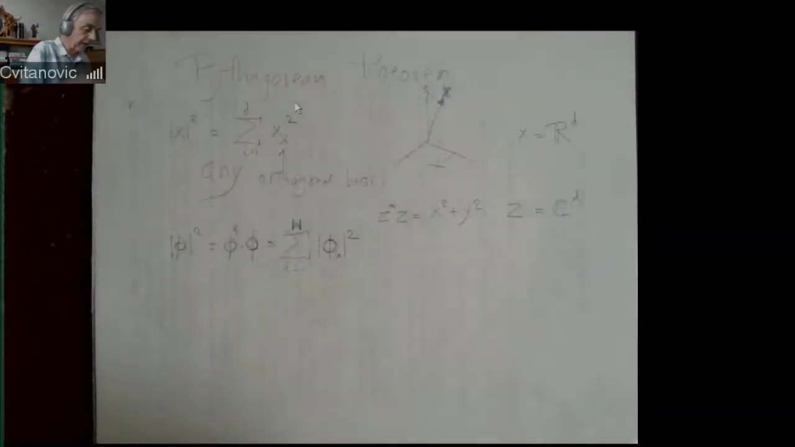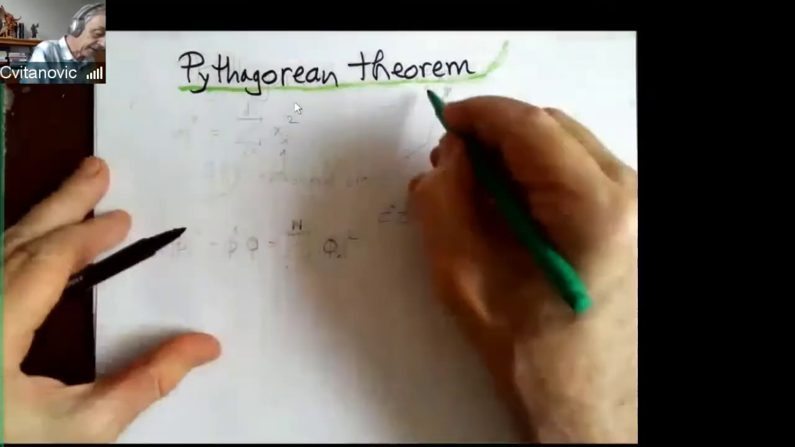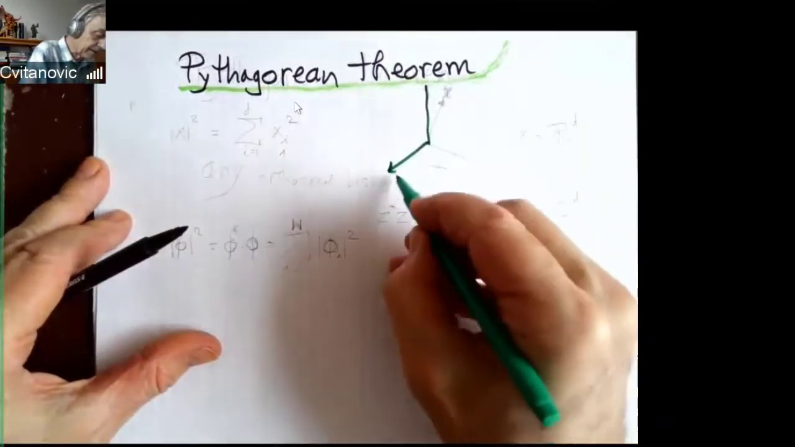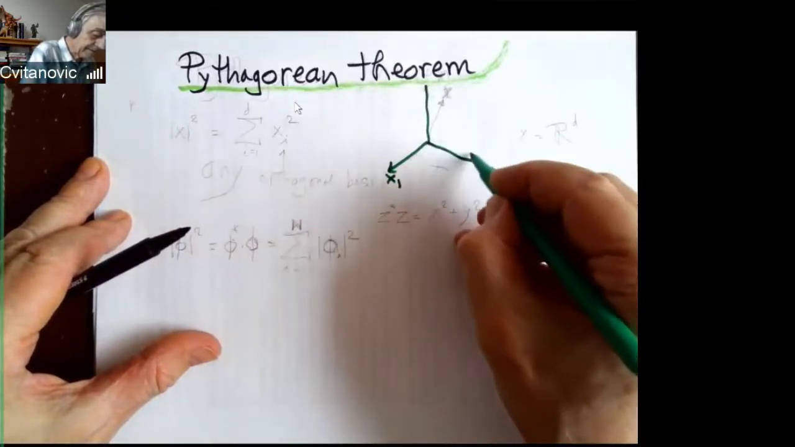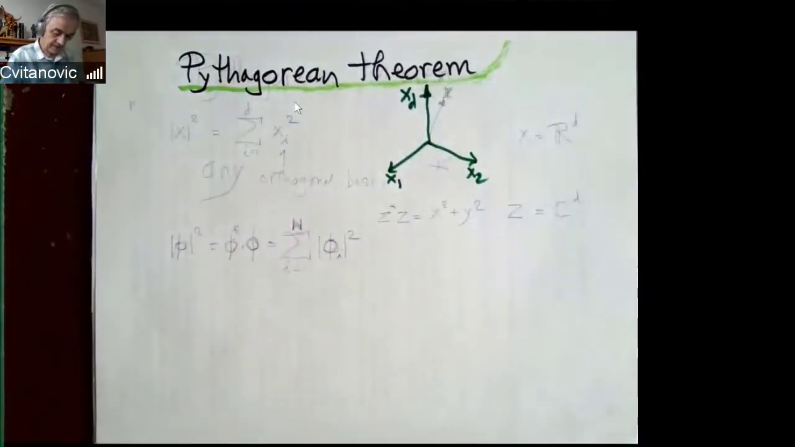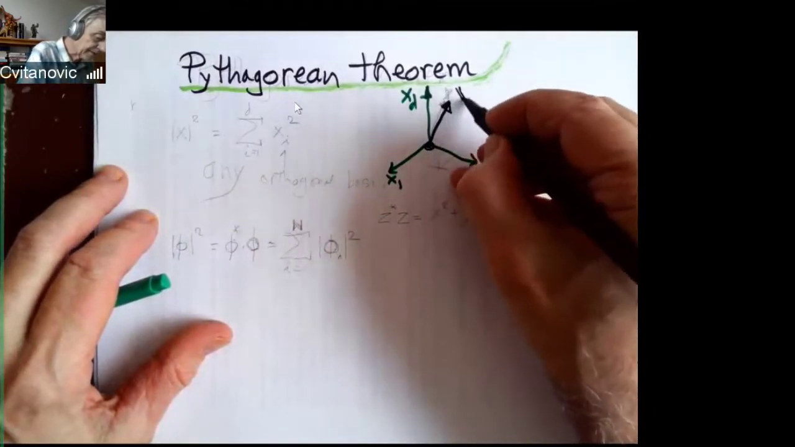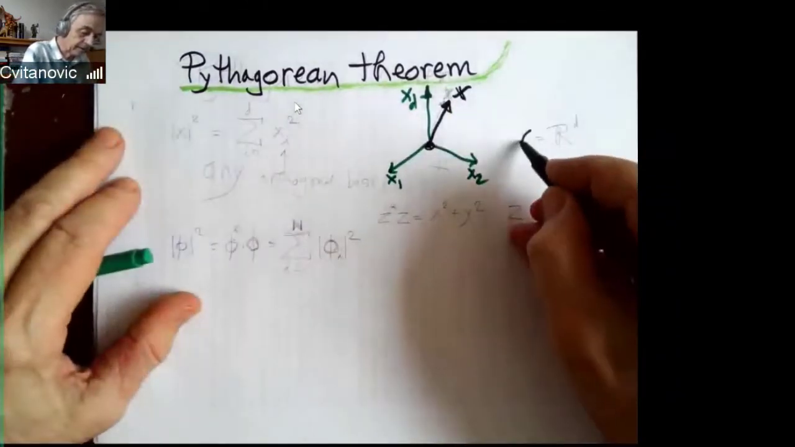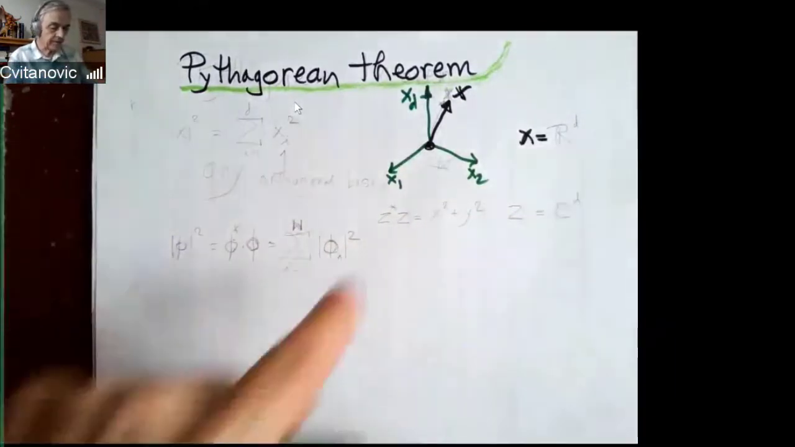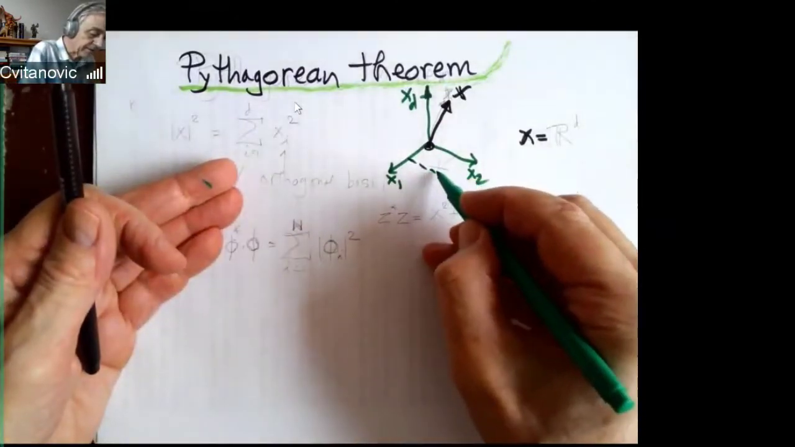Now, what is all this stuff good for? It was already understood by Pythagoras that squares are special because squares satisfy Pythagoras' theorem in any dimension. That says that if I look at some vector x, where x is represented by its projections to the orthogonal basis.